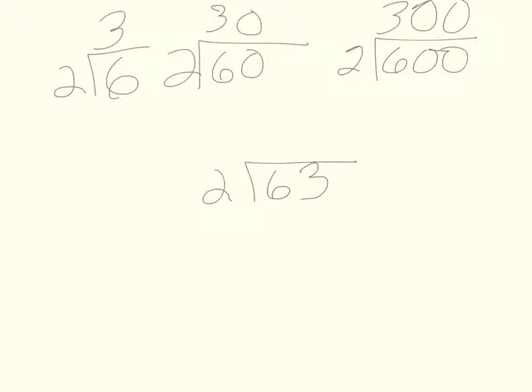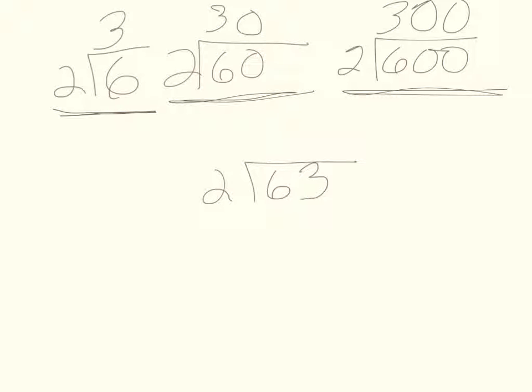Okay, so now let's take a look here. So I've copied the information from the previous page. So in the first example, here's your 6 divided by 2 equals 3, your 60 divided by 2 equals 30, and your 600 divided by 2 equals 300. So you can see the pattern.